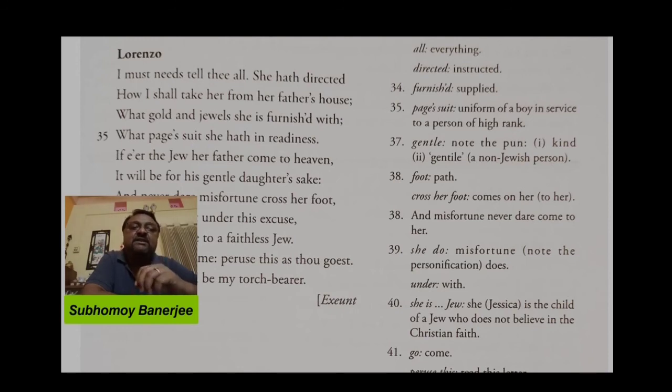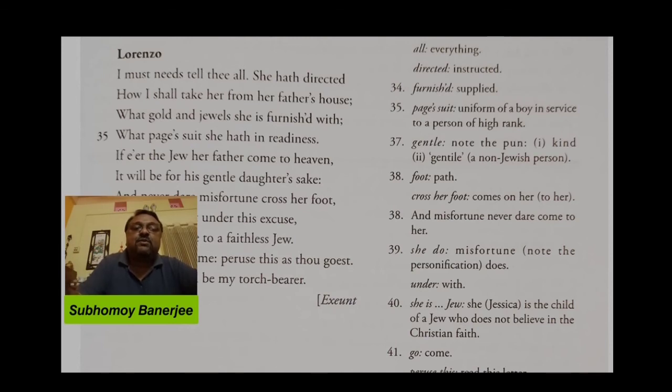What gold and jewels she is furnished with. She has also mentioned in this letter that she is going to take certain amounts of gold and jewelry with her. What page's suit she hath in readiness. She has also written that she has managed from somewhere the dress of a servant boy. Page means young servant boy. In those days, the uniform of a boy in service to a person of high rank was the page's suit, and page also means a young servant boy. So she has already managed the page's dress or uniform and has kept it ready.